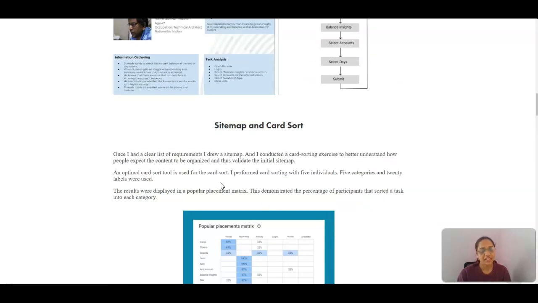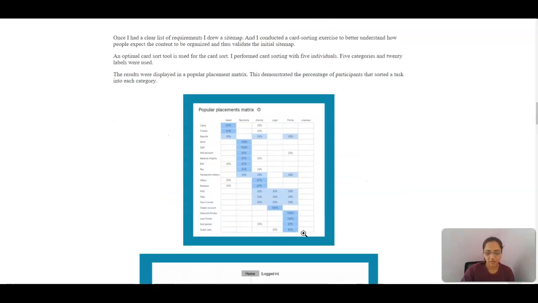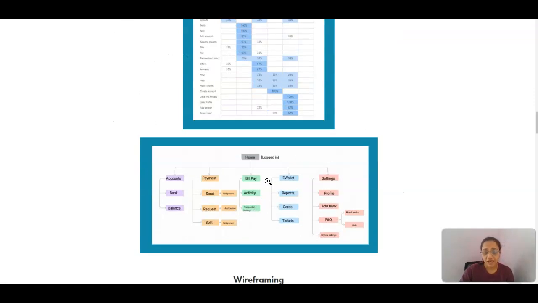Once I had a clear list of requirements, I drew a sitemap and I conducted a card sorting exercise to better understand how people expect the content to be organized and thus validate the initial sitemap. An OptimalSort tool was used for the card sorting, and it was done with 5 individuals. 5 categories and 20 labels were used, and the results are displayed in this popular placement matrix. This is the newly designed sitemap after the card sorting is done.